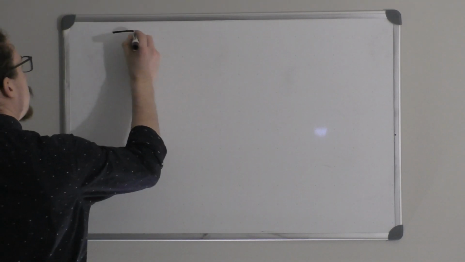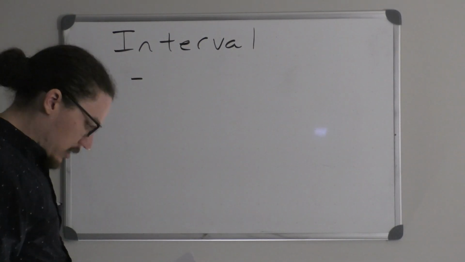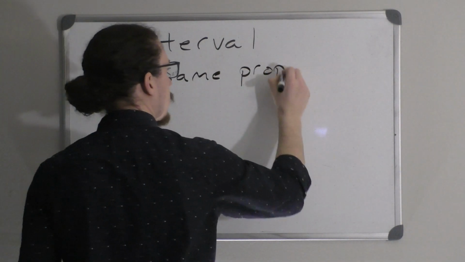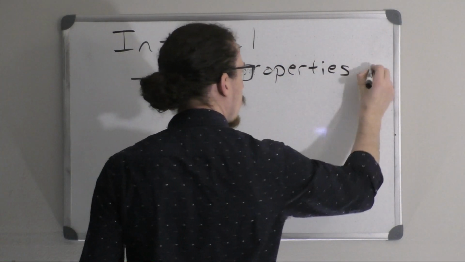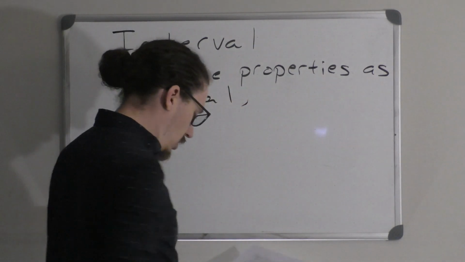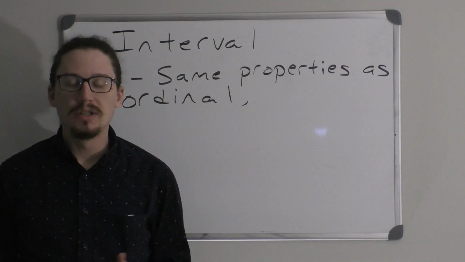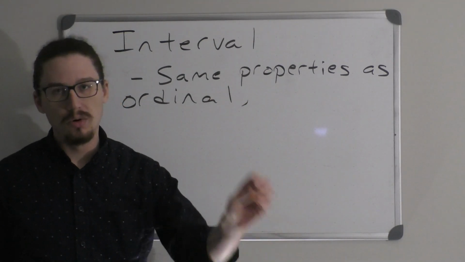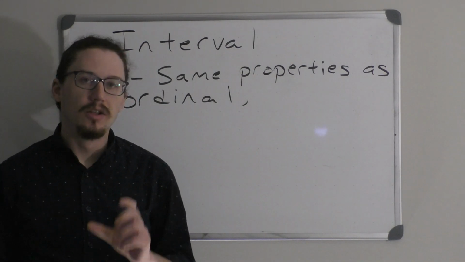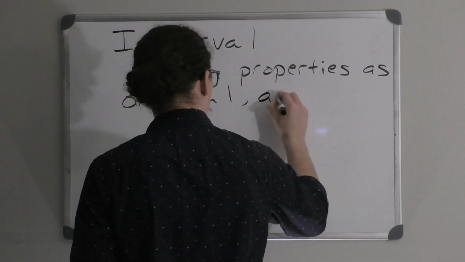The next is interval scale data. Interval scale data has the same properties as ordinal scale data. We can put it into distinct groups and categories. We can also logically order it. But it also has those fixed units of measure.